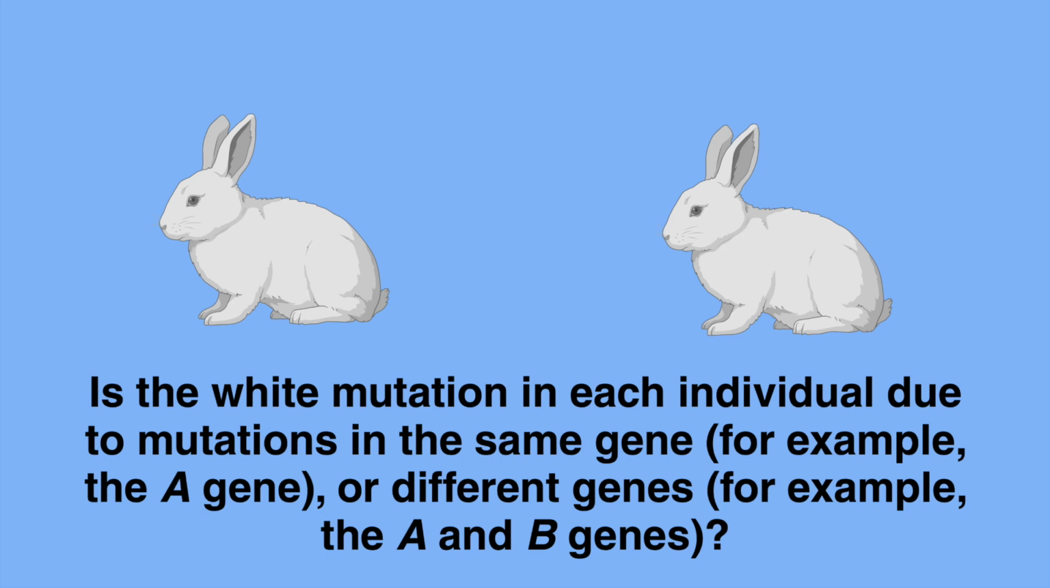More specifically, the complementation test allows us to determine if two individuals with the same phenotype are genetically identical, meaning they have the same allele mutation at one particular gene, or are genetically different, meaning they have mutations at different genes. In a complementation test, we can cross two individuals with the same mutant phenotype and observe the phenotype of the progeny.